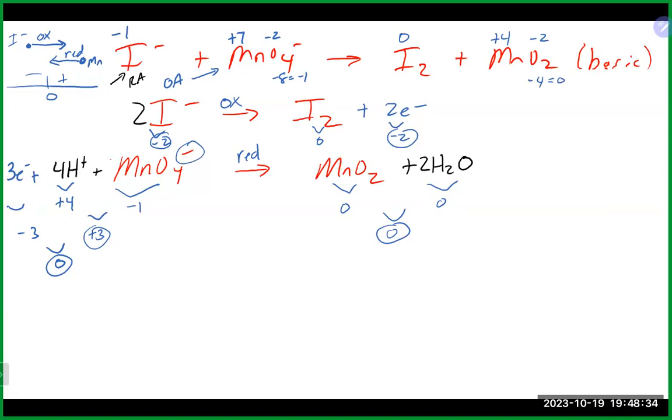Oh, I'm sorry. The overall charge of that thing is a neutral species, it is not an ion. So that's manganese 4 oxide. So there's no overall charge. So the overall charge is 0 on it.